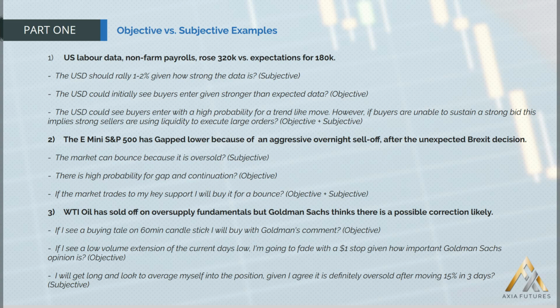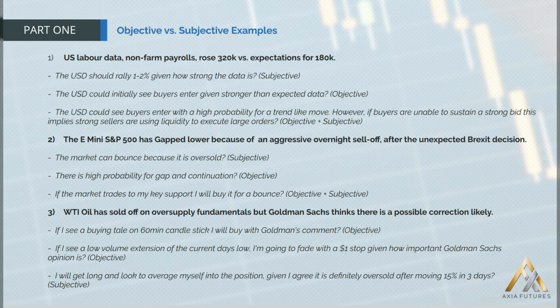Our last example, if the market trades to my key support, I will buy it for a bounce. Okay, here again, we've got a little bit of a mix. We've got an objective statement as well as a subjective statement. Why? Because if the market trades to my key support, all right, what is key support? It's subjective, right? One man's key support is another man's key resistance. Don't forget that. So the fact that we're saying if it trades to my level means we are being subjective.